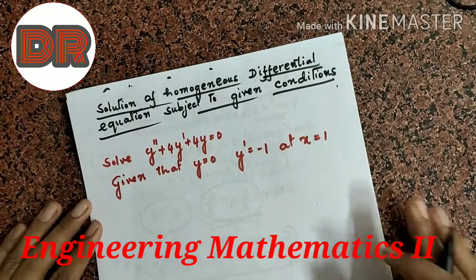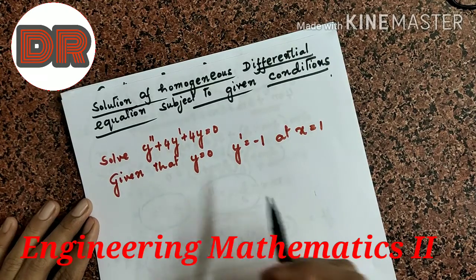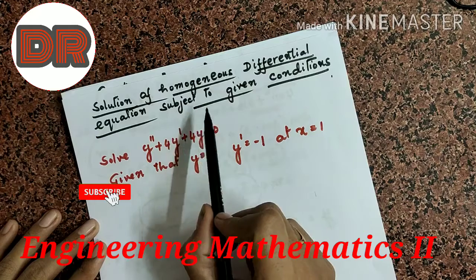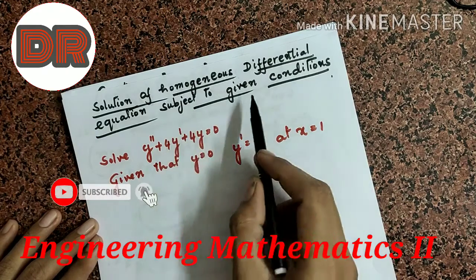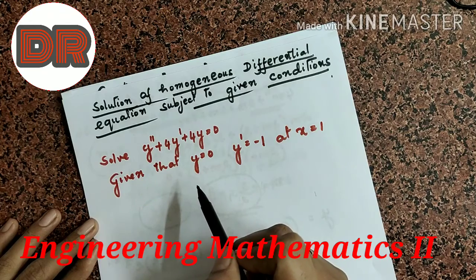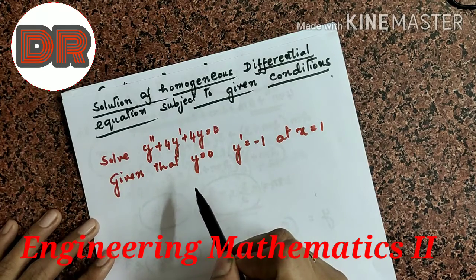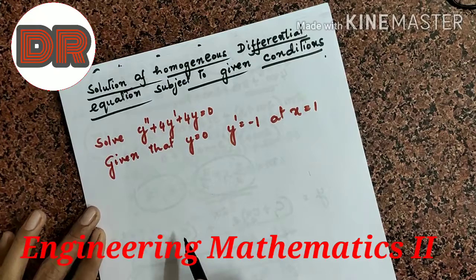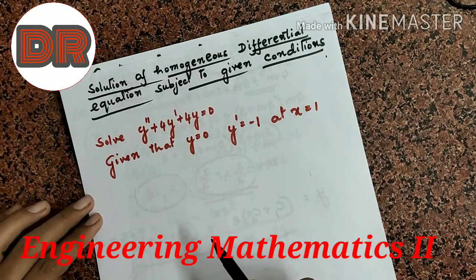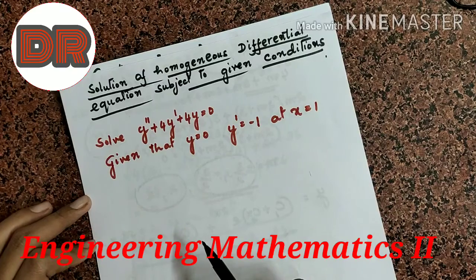Hello everyone. Today in this video we'll see how to find the solution of a homogeneous differential equation with some conditions. When some conditions are given, we have to find the solution, and such a solution we call a particular solution. So let us find the particular solution of a homogeneous differential equation. So what is a particular solution? A particular solution is one where some conditions are known.